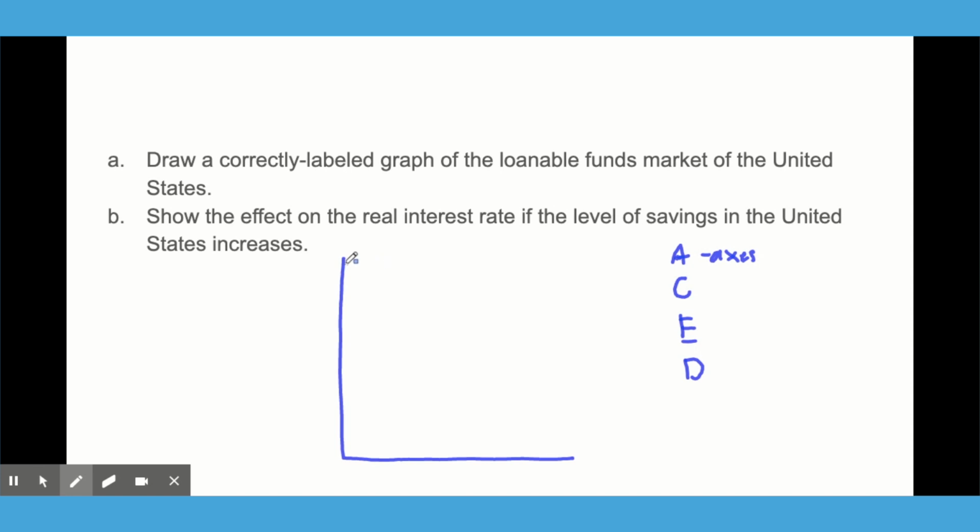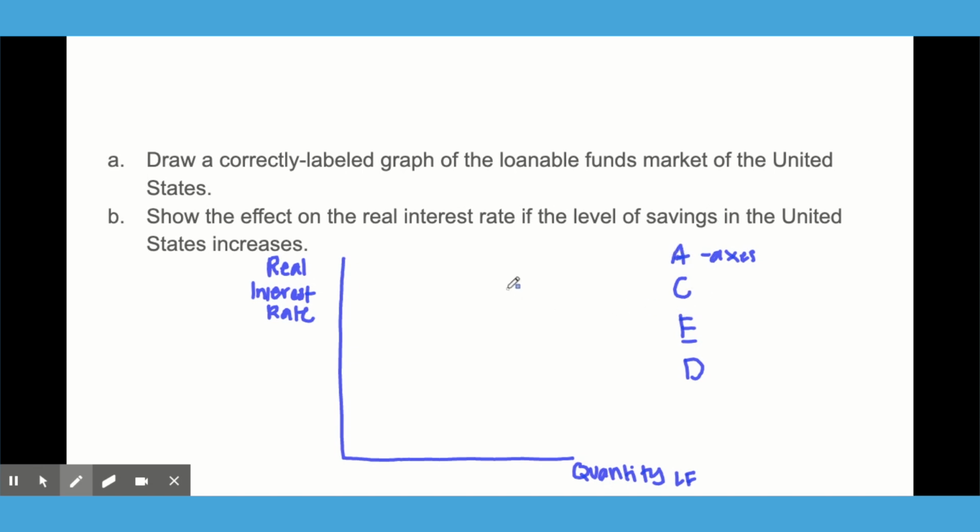So for the loanable funds market, we don't just want them to write interest rate, we want them to write real interest rate because that is specific to this market. So the y-axis is real interest rate. And then for the x-axis, typically we have quantity. If students just write quantity, this is a neutral label. So we want them to be very specific for this market. So for the loanable funds market, it would be best if they wrote quantity of loanable funds, or I'm going to abbreviate quantity LF. So my two axes are labeled.